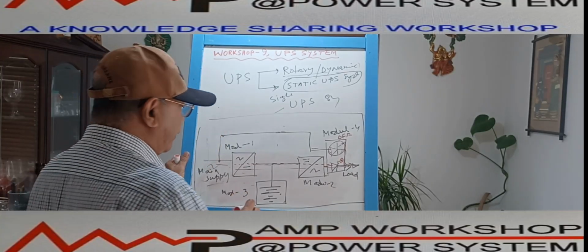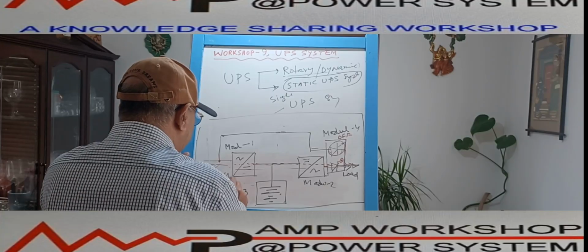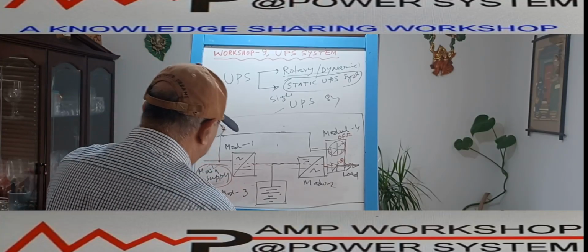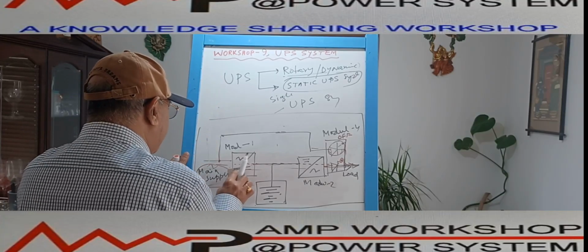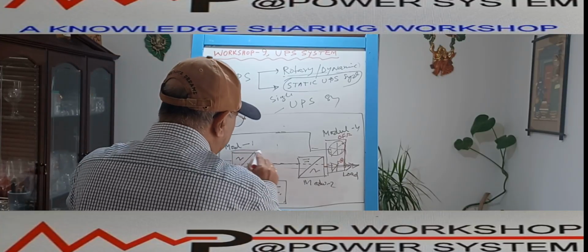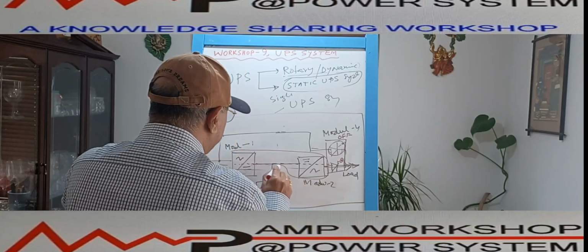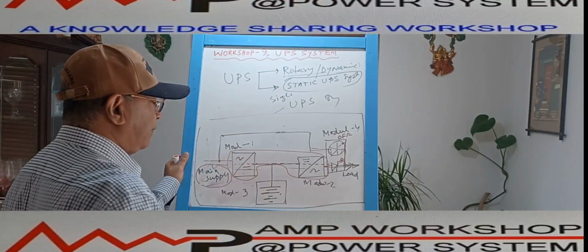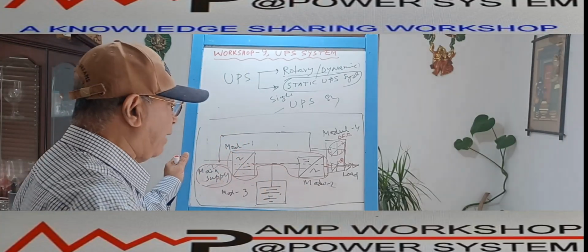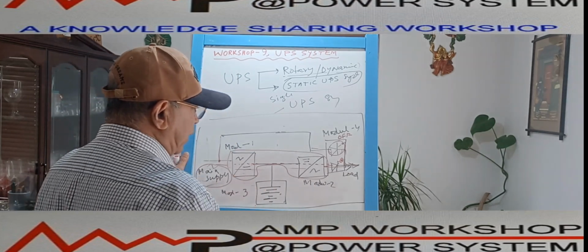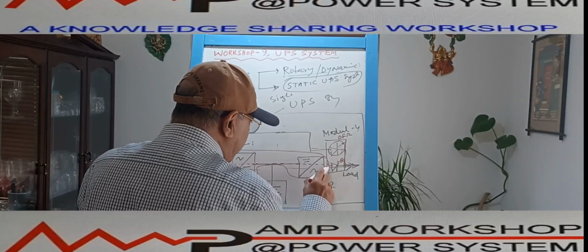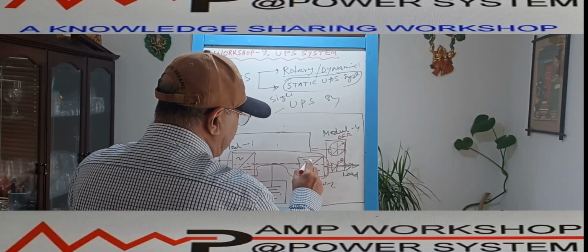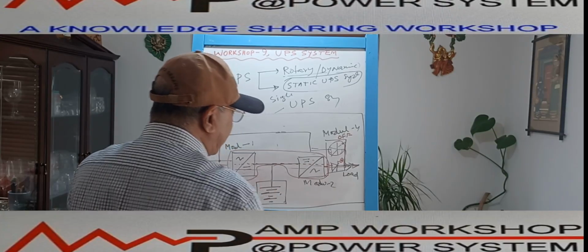Now for any reason, suppose the main supply fails. It may happen. Suppose now at any moment, the UPS system itself failed. Then what will happen? What are the alternatives I have? I have two alternatives. If this total UPS system fails, then this inverter is not working. In that case, I cannot take the power from the battery.